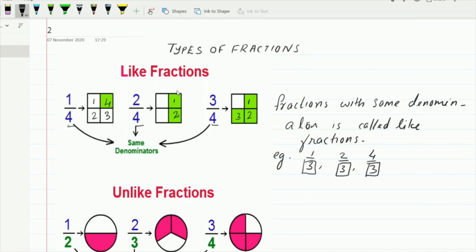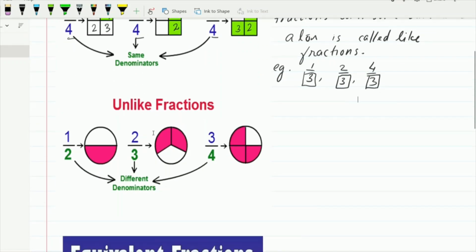Now we can go through unlike fractions. In unlike fractions, here figures we can see. Oval shape it is given. It's not a circle but an oval shape. You can take any shape. In the first case, out of 2 parts, total 2 parts are there. 1 part is colored, therefore the fraction represents 1 by 2. In the second case, out of 3 parts, 2 parts are colored and the fraction became 2 by 3. And in the third case, out of 4 parts, we selected 3 parts, therefore the fraction becomes 3 by 4.